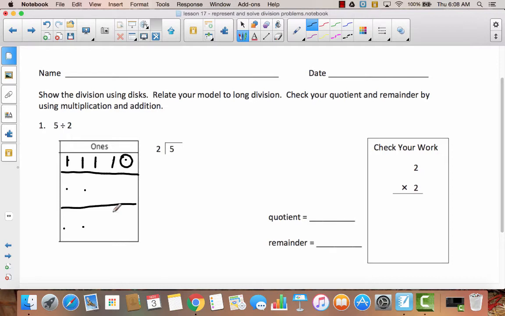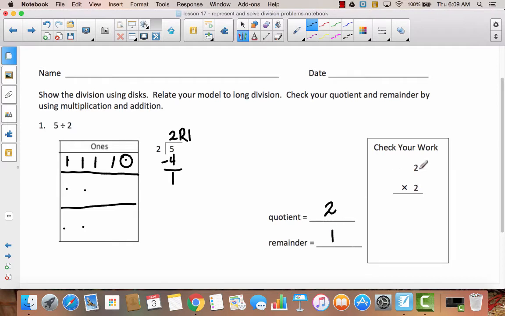So let's talk about what just happened. I took 5 ones and I divided them into 2 groups. I ended up with 2 in each group. Well, when I used 2 ones 2 times, or 2 times 2, that gave me 4. And then I ended up with 1 left over. That's where my remainder came from. So I have 2, remainder 1. So my quotient is 2, and I have a remainder of 1.